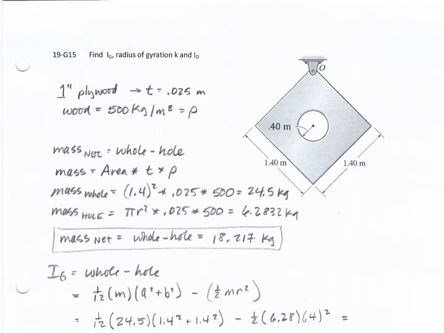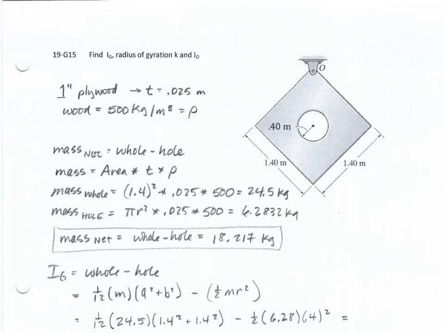So we're going to call this piece of material plywood, and we're going to say that it has a density of 500 kilograms per meter cubed. It's going to be 0.025 meters thick, 1 inch thick. And we know that, and this probably makes the most sense to us, in the whole minus the hole, so the whole here minus the hole.